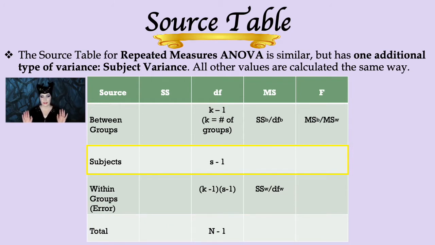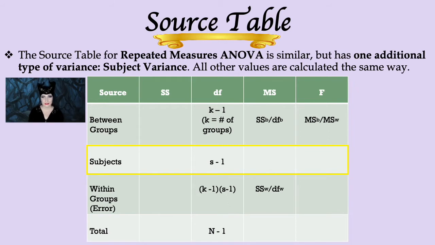So let's take a look at this table. For sources of variability, you have between groups, now you have subjects, and then you have within groups error variance and your total. For between group variance, your degrees of freedom are calculated the same, but you will notice that for subjects, we have S minus 1. S represents the number of subjects within each condition. So for example, if I had 10 participants that experienced all 4 types of weather conditions and they reported their mood in each one, I would have 10 minus 1, which would give me 9. So S represents the number of people in each condition.